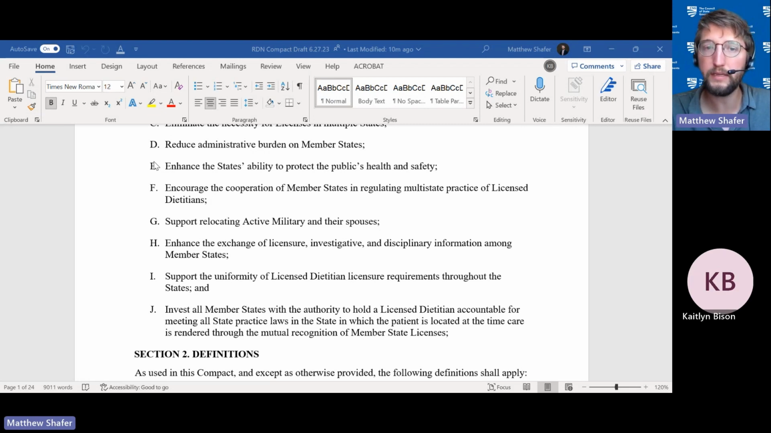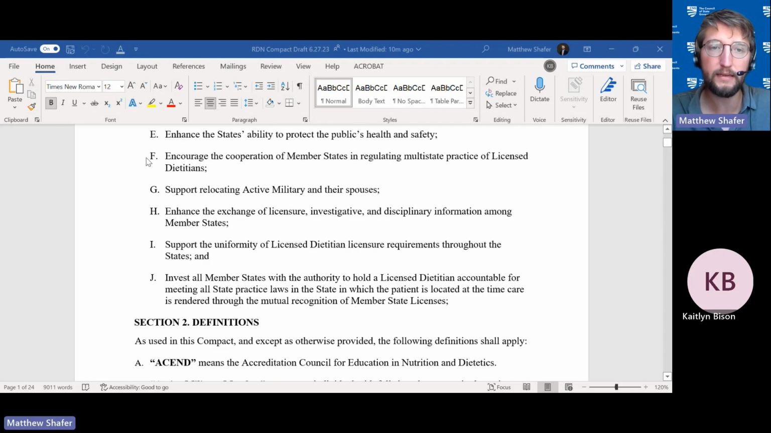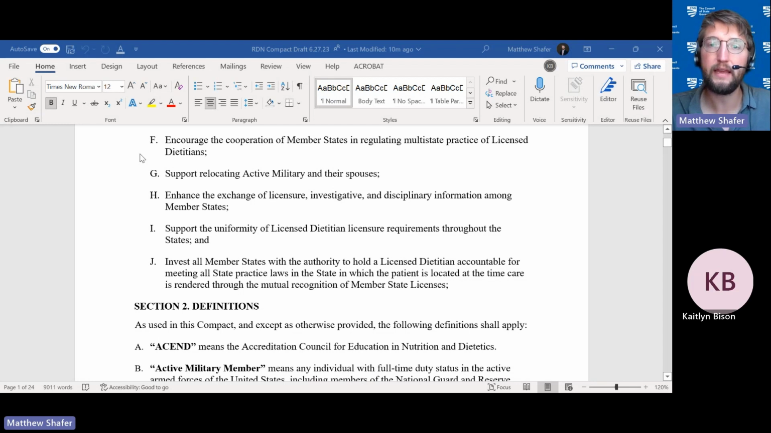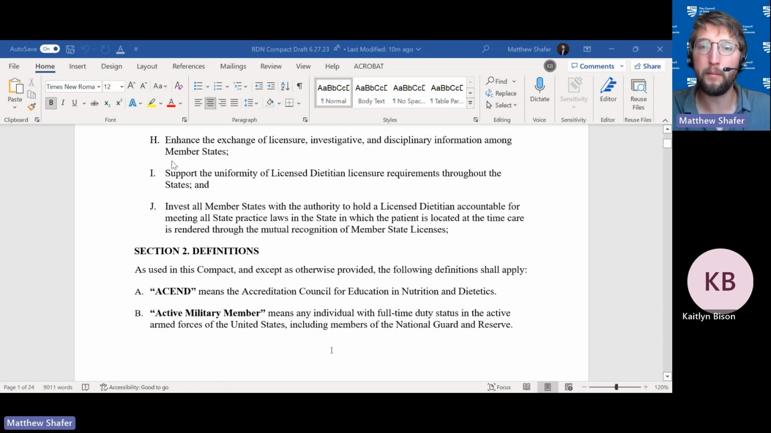supporting our active duty relocating military spouses and their families, enhancing the exchange of licensure information amongst the member states, supporting the uniformity of licensure requirements, and allowing for member states to be able to take necessary action to protect public health and safety in their state. So the compact achieves all of these objectives, and these are the things that our drafting team wanted to emphasize at the very front of the document.